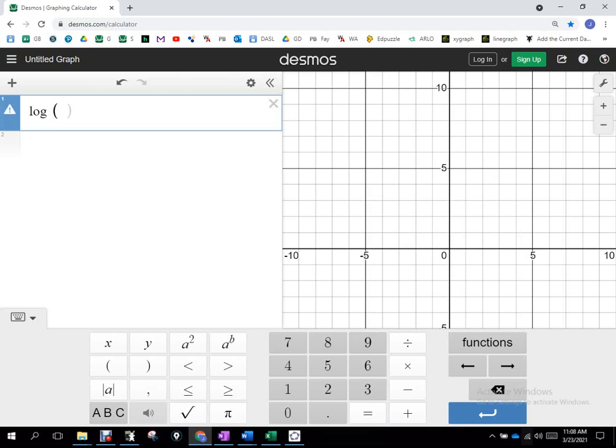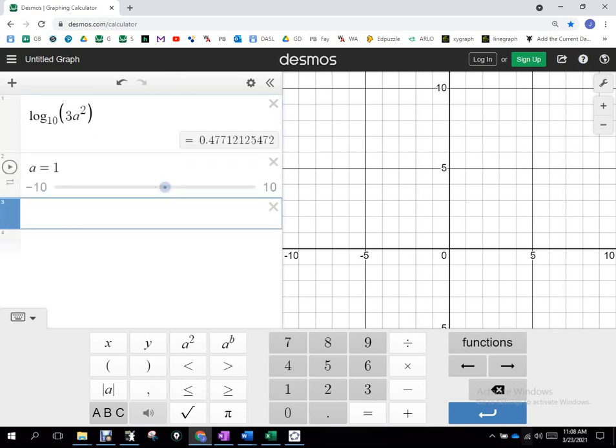All right, so if we had log base 10 of 3, now I'm not going to use x because Desmos will try to graph it, so I'm just going to use a in its place, and I put squared. So that's what we started with, right? Now we are saying that turned into log base 10 of 3 plus 2 log base 10 of x, but we changed x to a, right?